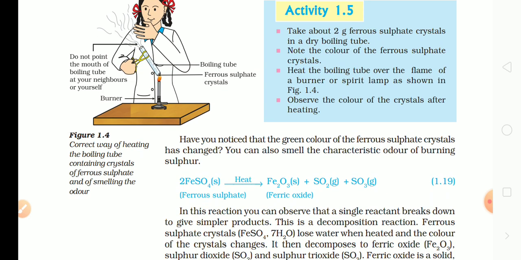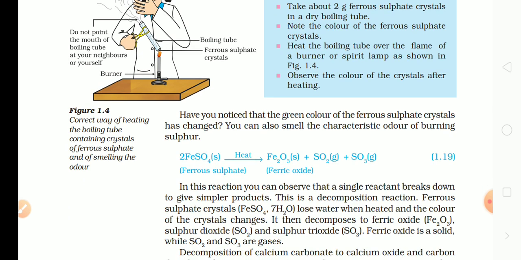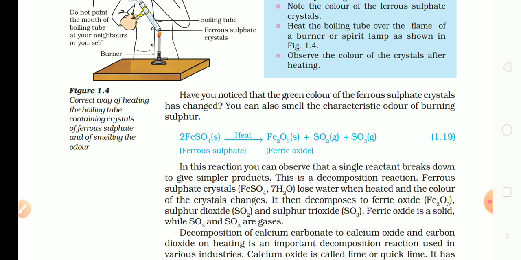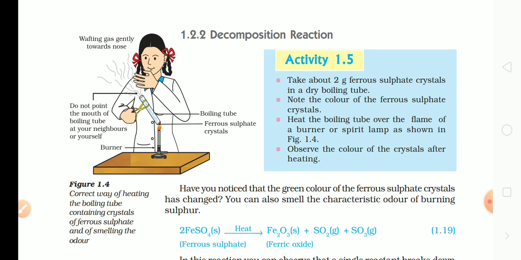When ferrous sulfate is heated, you can see ferrous sulfate is greenish in color. And when it is heated, it forms ferric oxide, which is brown in color, with the liberation of a gas having a very pungent odor or smell. And what is happening during that process? We can check out the activity first. Take about 2 grams of ferrous sulfate crystals in a dry boiling tube. What you have to do?